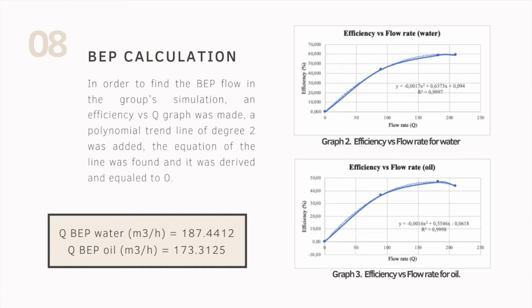In order to find the best flow rate in the group simulation, an efficiency versus Q graph was made for each of the substances. A polynomial trend line of degree 2 was added, the equation of the line was found, and it was derived and set equal to 0. We can observe that both curves have similar behavior to the ideal due to the proximity of R squared to 1.